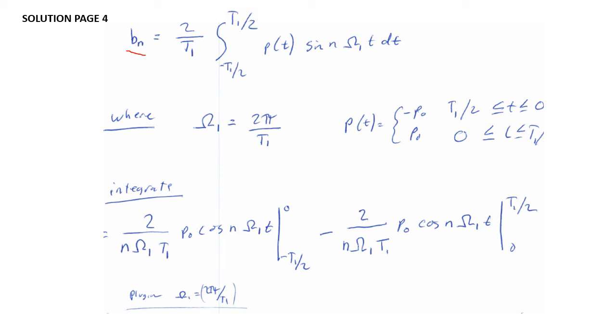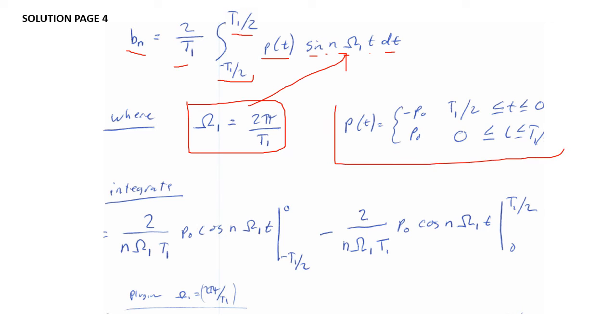So our general equation for b sub n is 2 over T1 times the integral from negative T1 over 2 up to T1 over 2 over here times our p of t times the sine of n omega 1 t dt, where again we have this expression here. We know for our omega 1 that we can plug in up here is equal to 2 pi over T1.